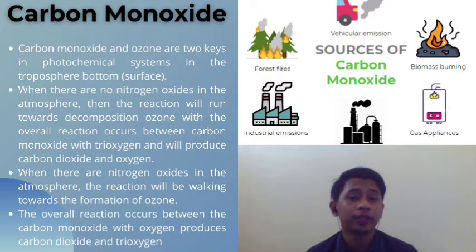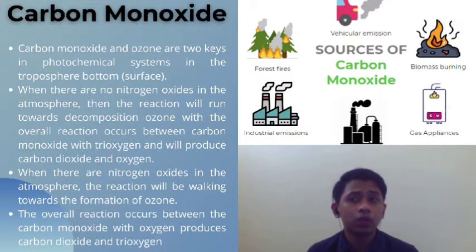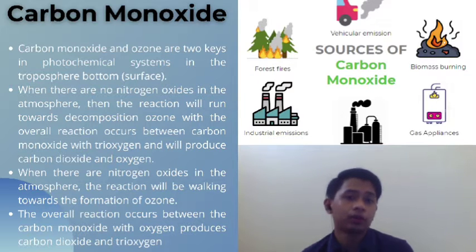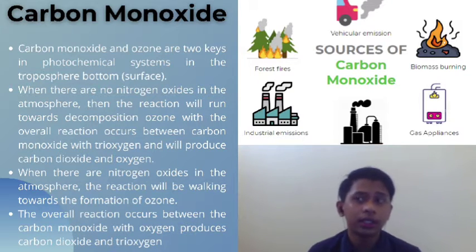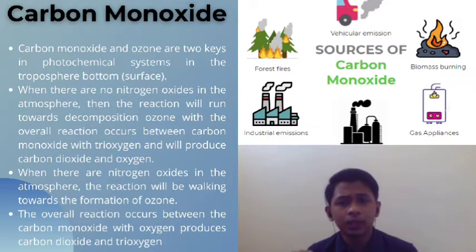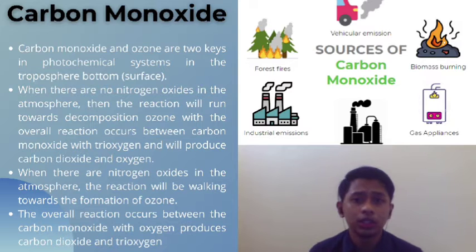When there is no nitrogen oxide in the atmosphere, the reaction will run toward the decomposition of ozone, with the other reaction occurring between carbon monoxide and oxygen, producing carbon dioxide and oxygen. When there is nitrogen oxide in the atmosphere, the reaction will work toward the formation of ozone, and this causes the ozone concentration at the surface to increase. Then the overall reaction occurs between carbon monoxide and oxygen and produces carbon dioxide and trioxygen.